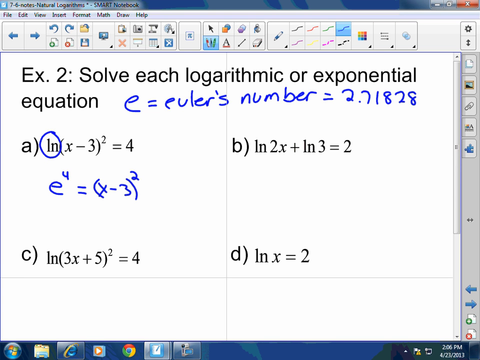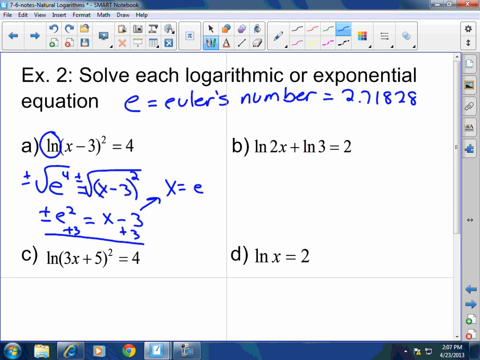So I want to solve for x. How do I get rid of that square on the x minus 3 right now? You square root both sides. Remember that when we're square rooting in an equation, I have to have a plus or minus. So I'm going to have plus or minus the square root of e to the 4th, which is plus or minus e squared, equals x minus 3. Then I'm going to add 3 to both sides, and that gives me x equals e squared plus 3 and negative e squared plus 3.